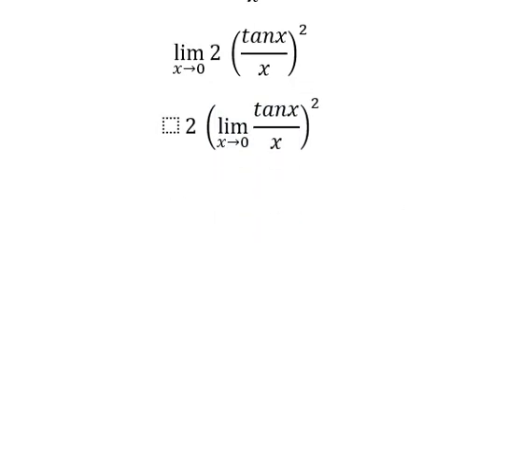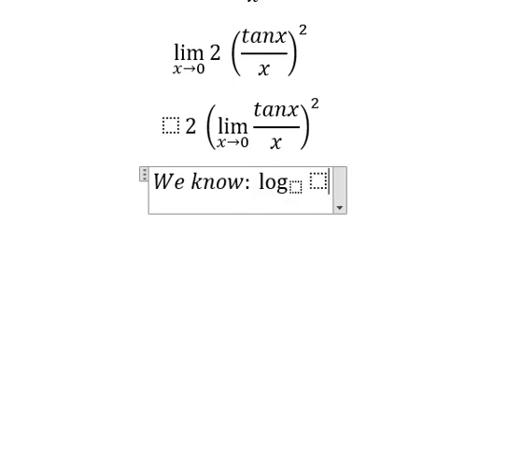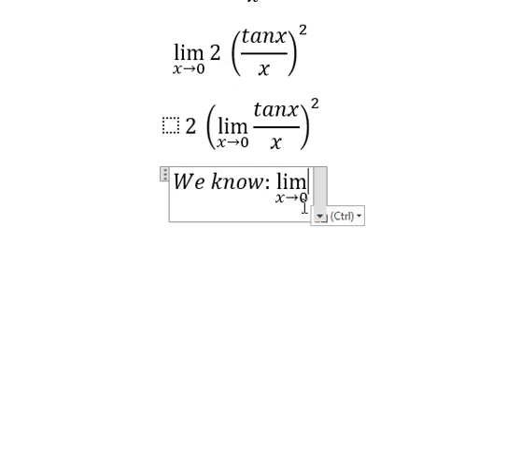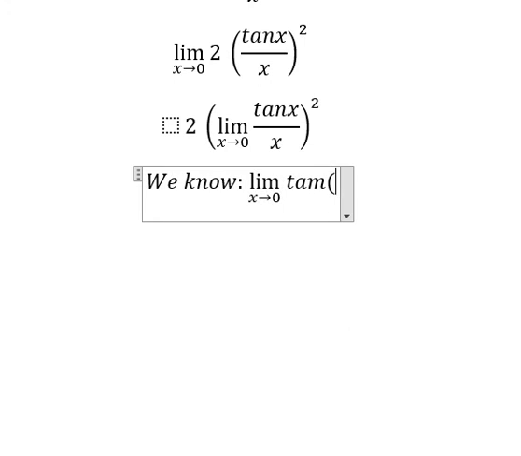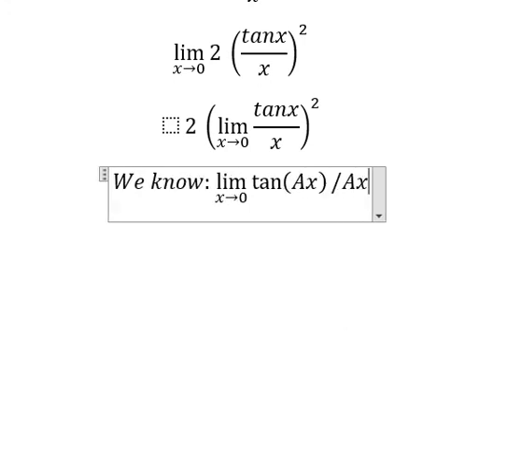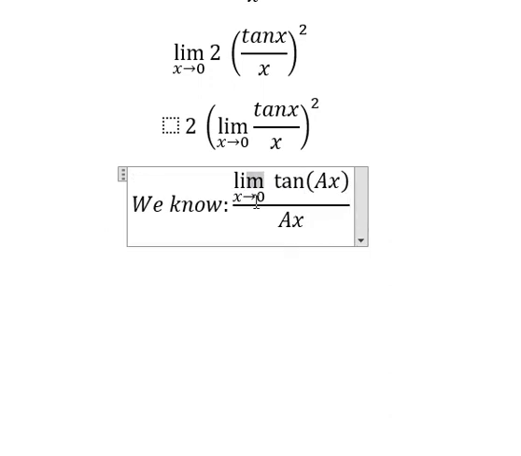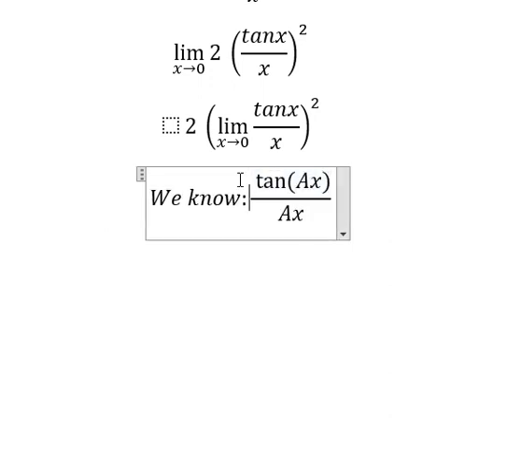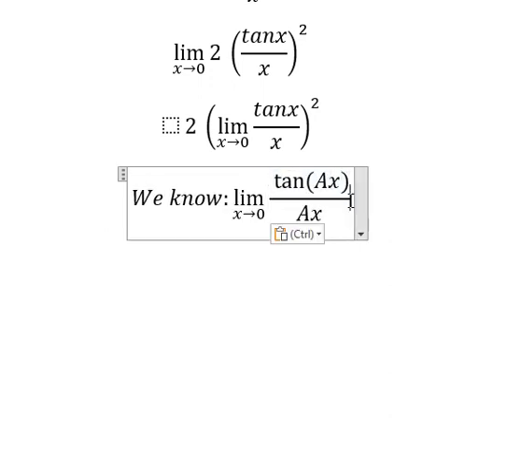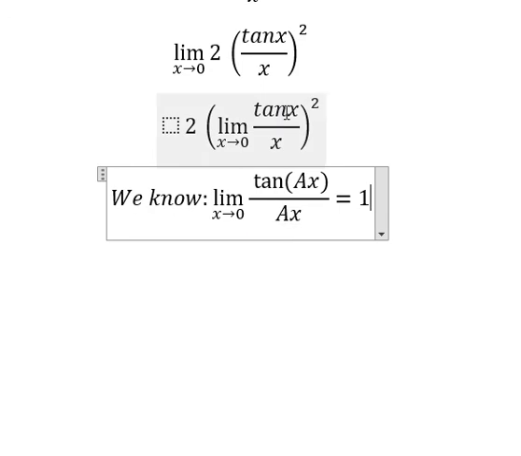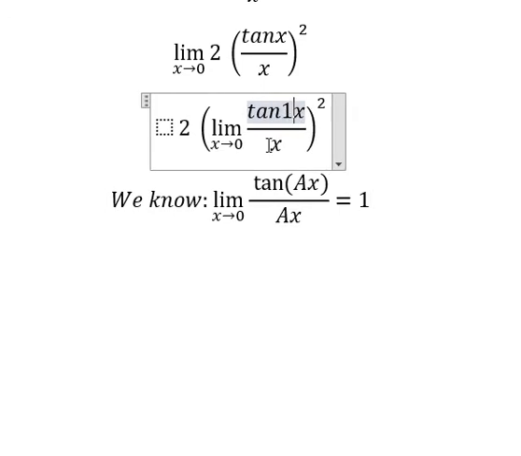So we know that tan of as over as, we have about number 1. So the coefficient of s in here is about 1s, and this one is about 1s.